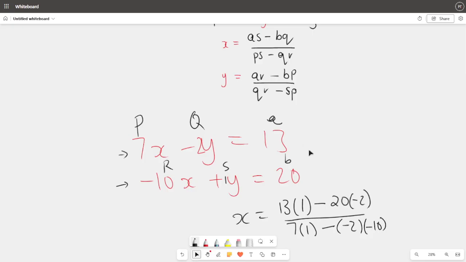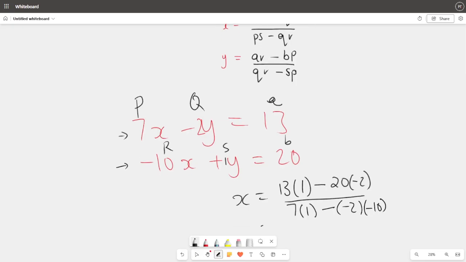Now when we press our calculator right here, we're going to say x equals, then let's press our calculator. I do hope that you have your calculator with you, which is something I'm going to do right now. So I'm just going to press it on my calculator quickly, which is 13 into 1 minus 20 into negative 2 all over 7 into 1 minus into minus 2 into minus 10.